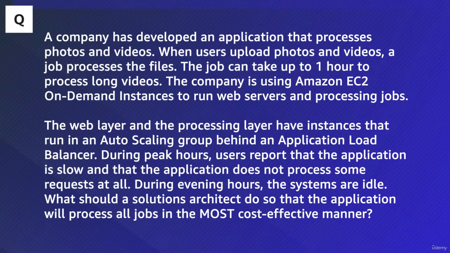The company is using Amazon EC2 on-demand instances to run web servers and processing jobs. The web layer and the processing layer have instances that run in an auto-scaling group behind an application load balancer. During peak hours, users report that the application is slow and that the application does not process some requests at all. During evening hours, the systems are idle. What should a solutions architect do so that the application will process all the jobs in the most cost-effective manner?